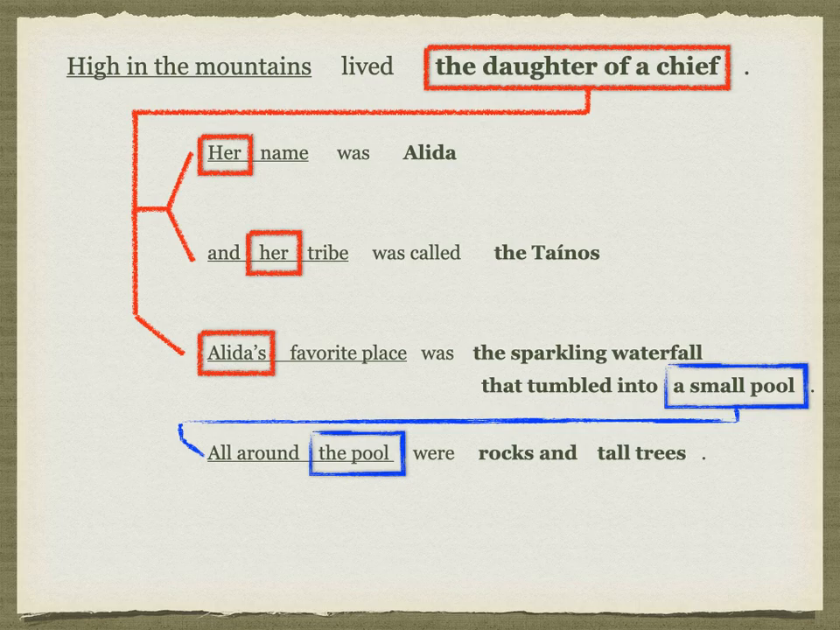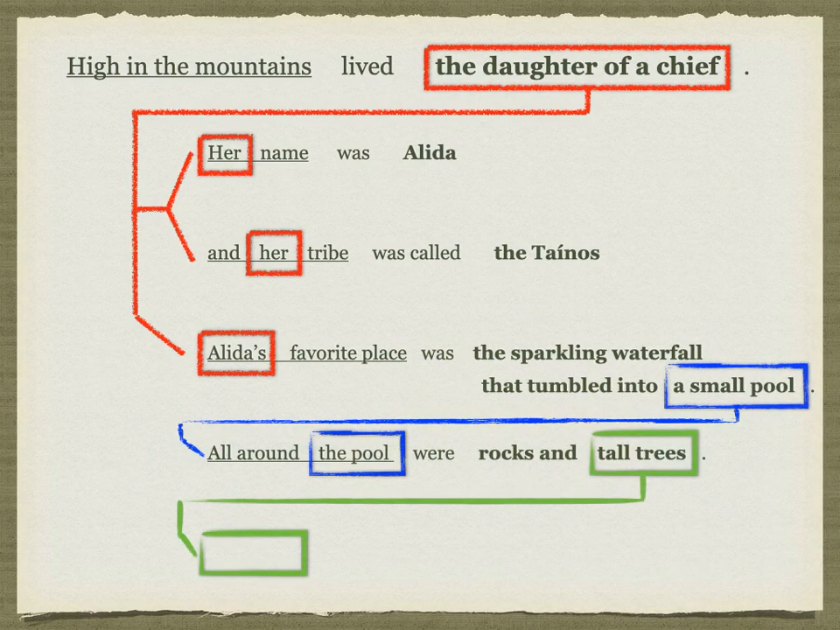Rocks and tall trees. Now, within that message, relative to the theme all around the pool, we have within the non-theme, the rheme, tall trees. And tall trees now becomes a candidate for further elaboration. And that's exactly what happens in the next message. The trees kept Alida's special place hidden.